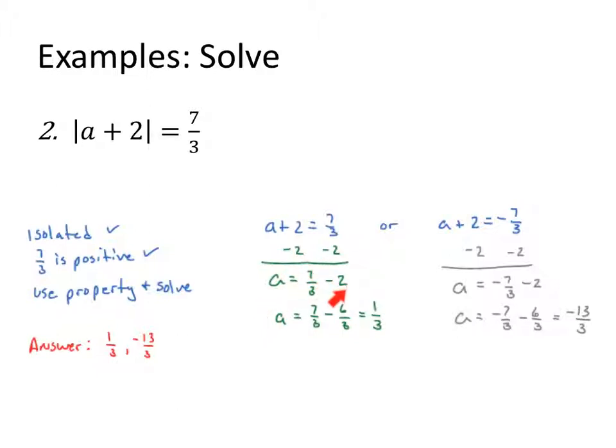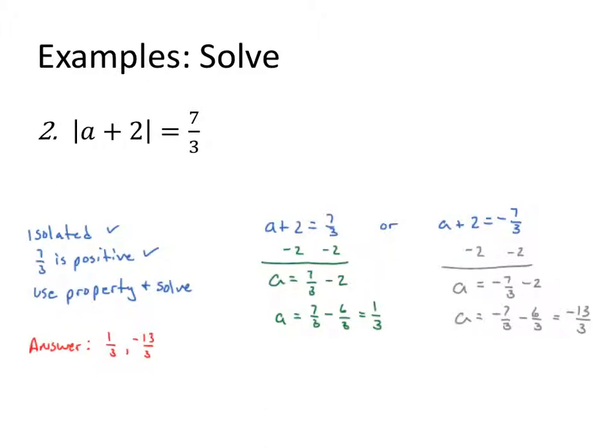7/3 minus 2. We need a common denominator to subtract fractions. 2 is the same as 6/3. So 7/3 minus 6/3 equals 1/3. First answer. Or if a plus 2 equals negative 7/3 and I subtract 2, then a equals negative 7/3 minus 2. That's negative 7/3 minus 6/3, and we'll call that negative 13/3.